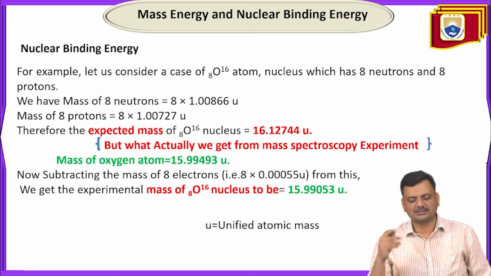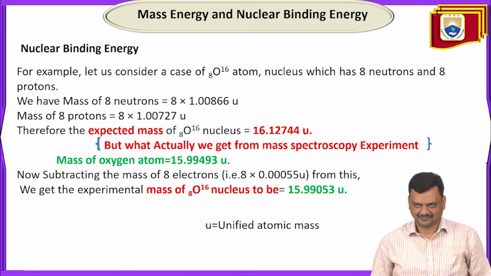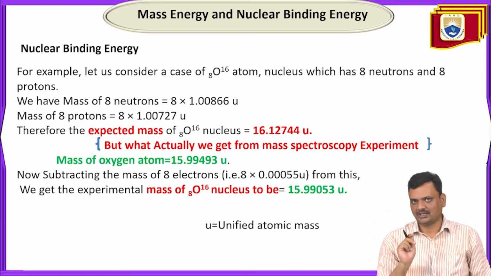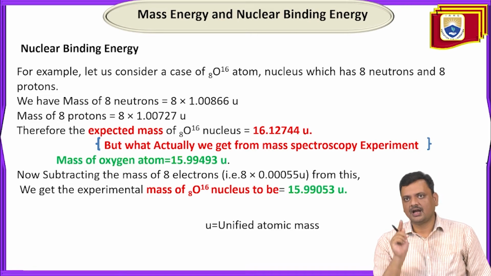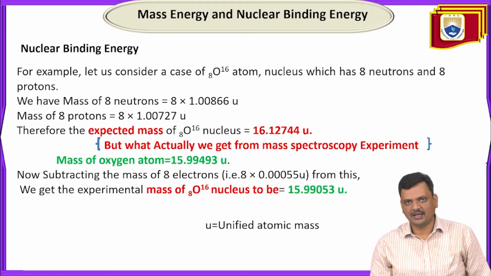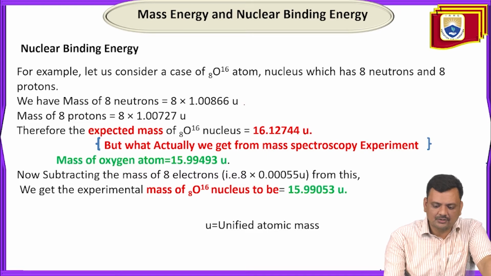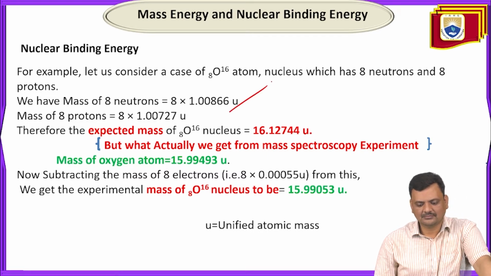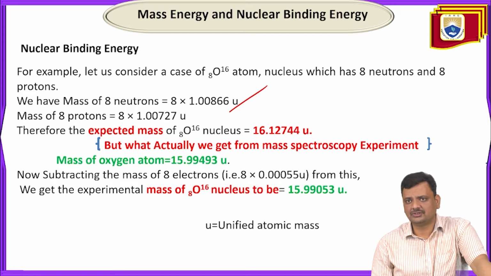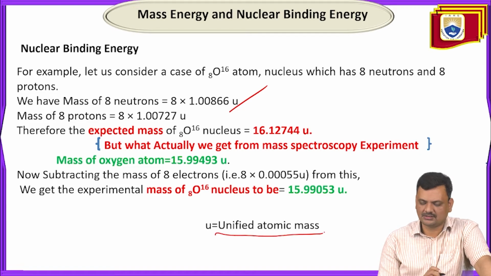For example, let us consider the case of the oxygen atom nucleus, which has 8 neutrons and 8 protons. So the mass of 8 neutrons: the mass of 1 neutron is 1.00866 U. U is unified atomic mass.